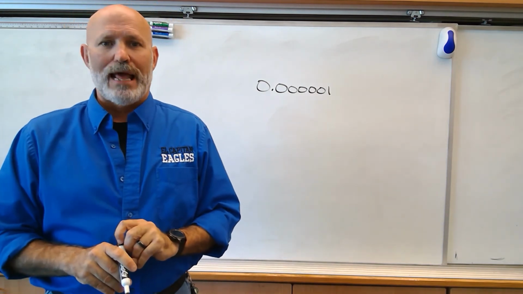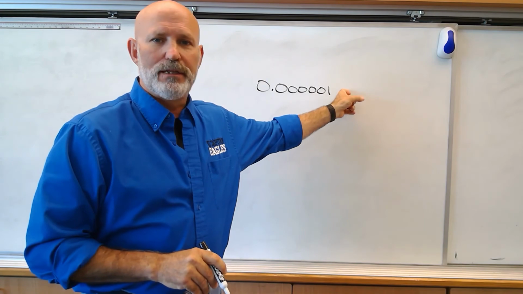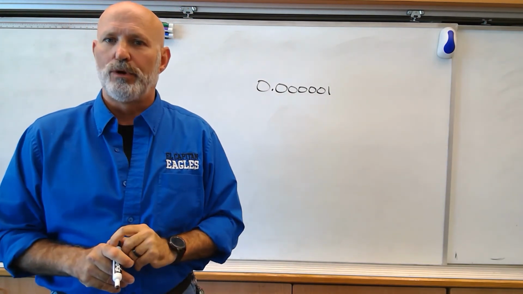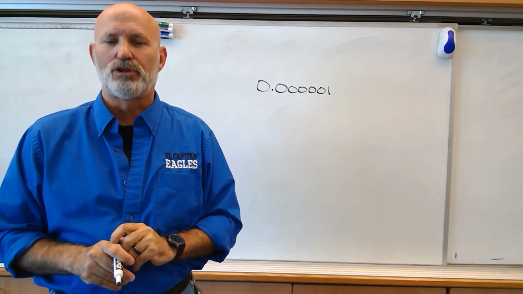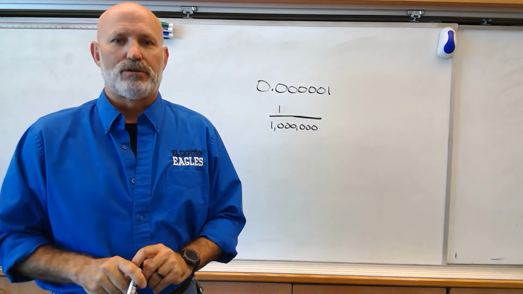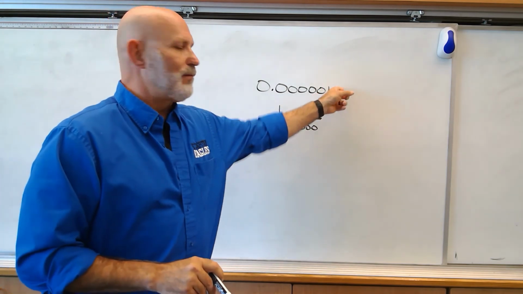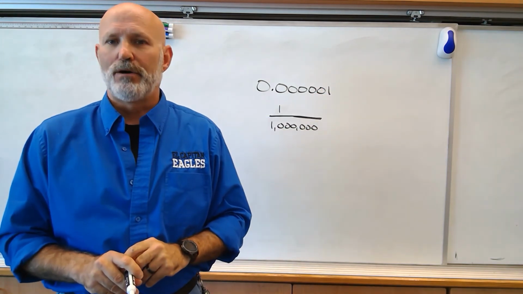The reason I know that is because if I multiply this by 1 million, I'm going to end up with a whole number here, or a 1. It can also be rewritten as a fraction, and I'll show you what that looks like. So now I've got the fraction 1/1,000,000th, and I also have a millionth out here. That is in the millionths spot.